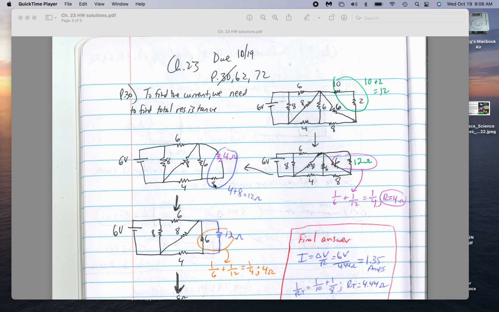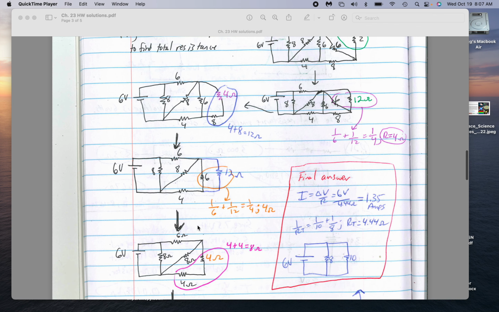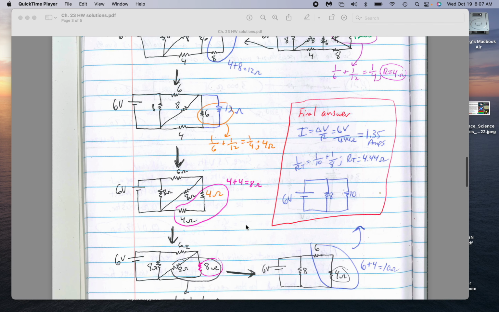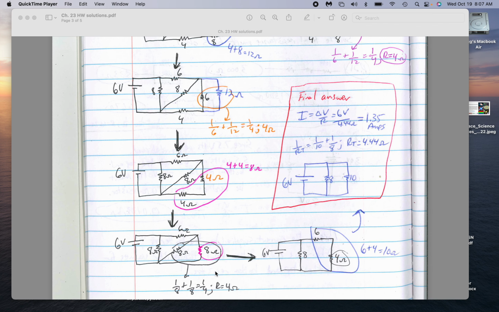Now that 4 and this 8 down here, which was this in the previous diagram, become 12 because they're in series with each other. Now that 12 and this 6 are in parallel, so that becomes a 4. Now that 4, which I've put in orange, and this 4, which was initially down here, are in series, and so that becomes an 8. So now I've got an 8 and 8, and they're in parallel with each other, and that becomes a 4. I've got this 6 and this 4, so the 6 was initially up top here, are now in series with each other, that becomes a 10.